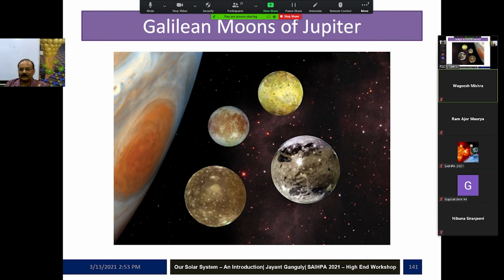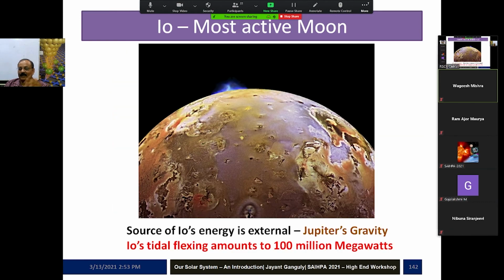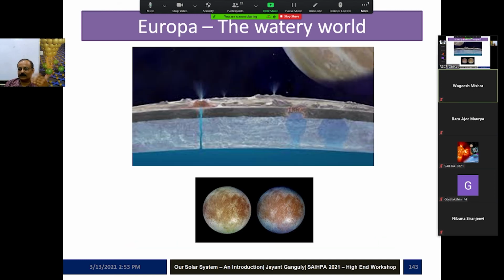We have other moons in our planetary system, like Jupiter's Io, Europa, Ganymede, Callisto. Jupiter has nearly 80 moons, but these are the four Galilean moons, and Io is the most geologically active moon. It is not geologically active due to its internal heat. People have found that its energy comes from tidal interaction with Jupiter. All the tectonic activity happening on this moon is due to Jupiter's gravity, which is quite interesting.